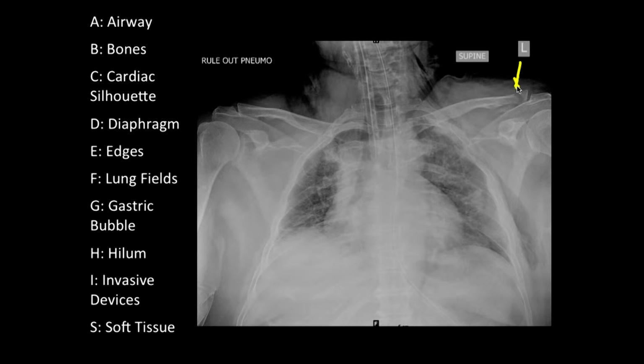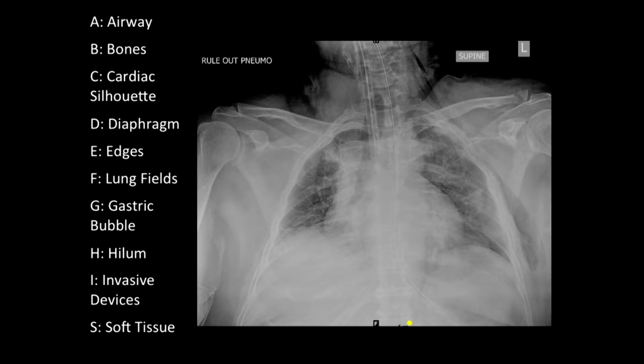We're then going to go and look at the bones, and you can see that the patient has a fracture of their distal clavicle on this side, and we also have some irregularity of the ribs here. So you can see that they probably have some rib fractures here as well. You can also see behind the heart, and you can see that the vertebral bodies appear square. There's no obvious compression deformity.